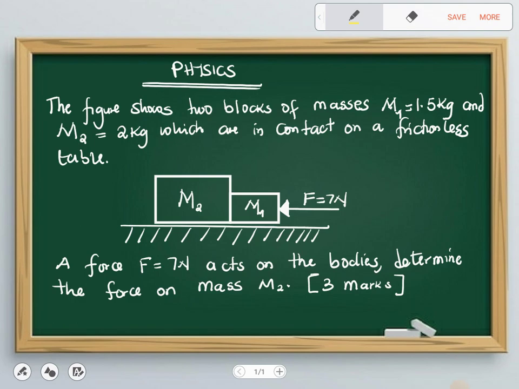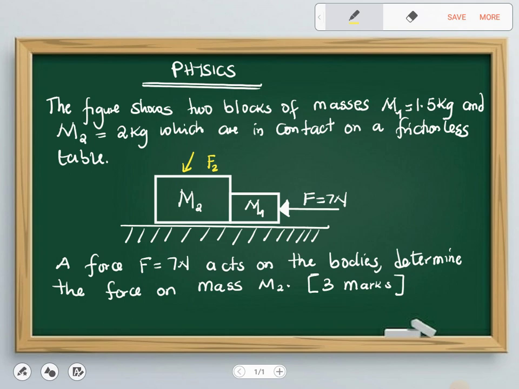The figure shows two blocks of masses M1 and M2 which are in contact, but they are on a frictionless table. So the table is frictionless, that means there's no friction. A force of 7 Newton acts on the bodies. Determine the force on the mass M2. So we need to know the force on mass M2. In short, we can call that force F2 because that is mass 2.